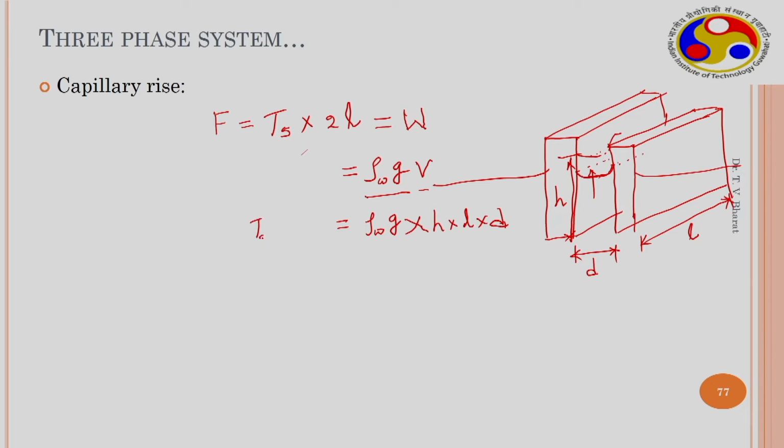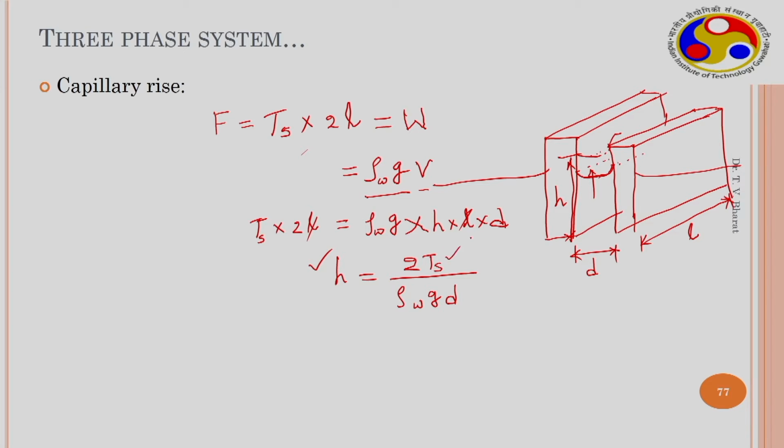This is 2Ts times 2L. So when you simplify, you get an expression for h equals 2Ts by rho W into g times d. This is the expression one can use for estimating the capillary rise.